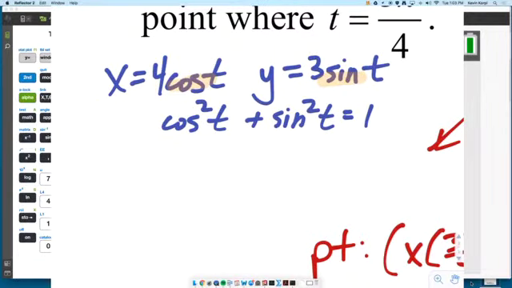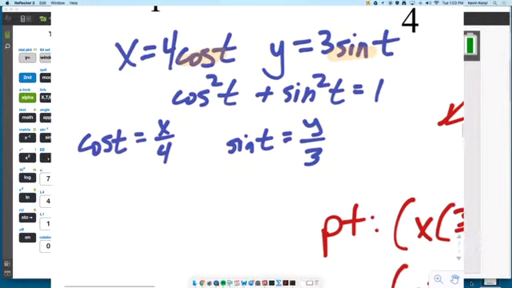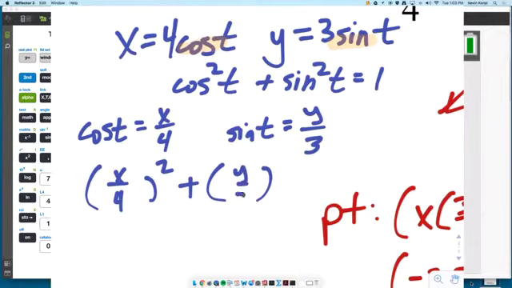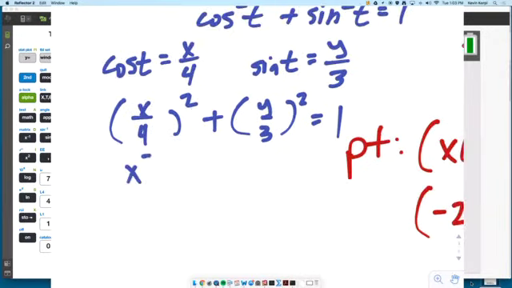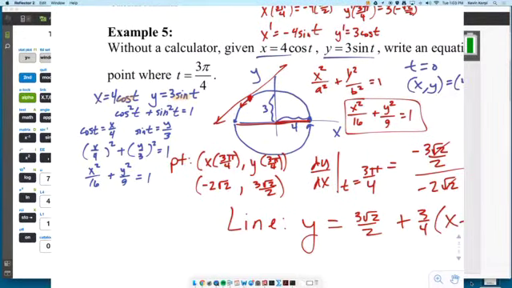So let's go ahead and solve the first one for cosine. Cosine of t, if we divide through by 4, must be x fourths. And sine of t, if we solve for it, must equal y thirds, yeah? And because it's an identity, it works for all values. So let's go ahead and substitute in. Cosine squared is now going to be x over 4 squared, plus sine squared is now going to be y over 3 squared. And it equals what? 1. So if I simplify, I get x squared over 16 plus y squared over 9 equals 1. And that is, in fact, the exact same thing we generated from knowing the equation.